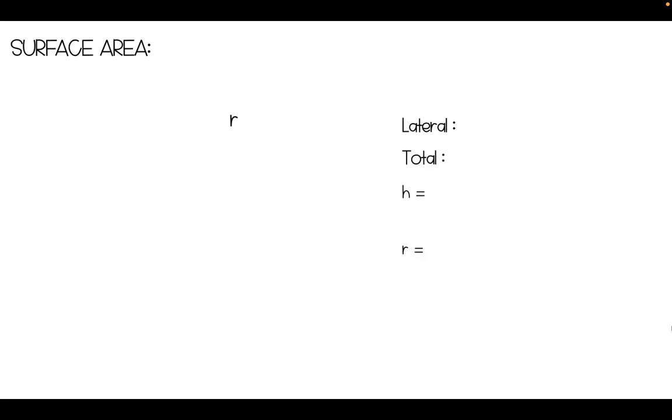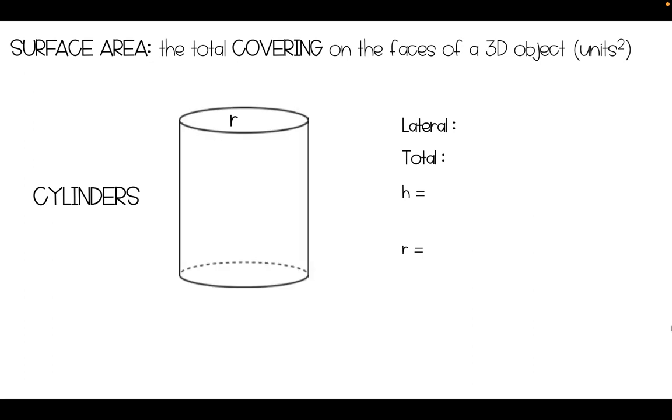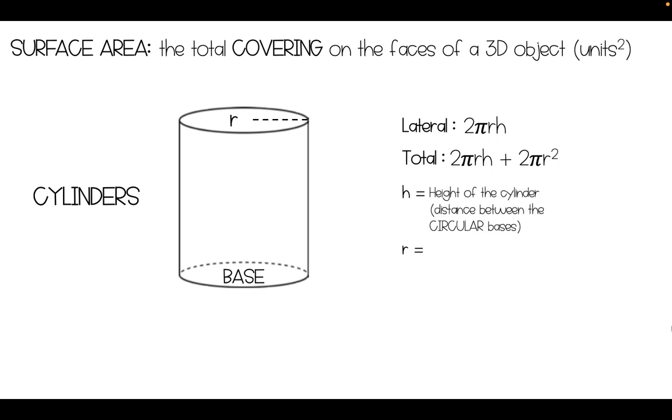And then our third shape is a cylinder. So a cylinder looks like this. It's like a can. And again, on this one, our base is the bottom. Our formulas for these are a little bit different. So it is 2 pi RH for lateral, and then 2 pi RH plus 2 pi R squared for total, where H is the height of the cylinder, so the distance between our circular bases, and then R is the radius of the base.